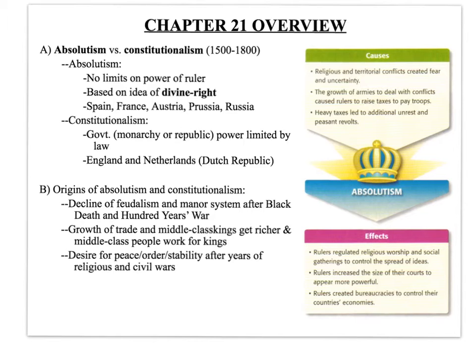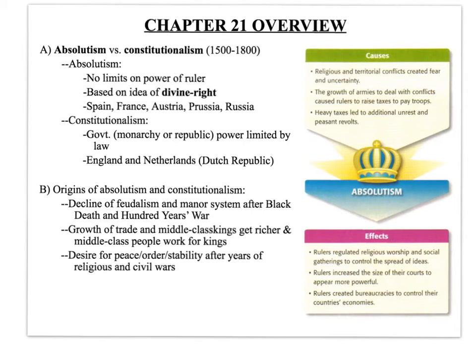And the main countries where you saw absolutism practiced with varying degrees of success are listed there: Spain, France, Austria, Prussia, and Russia. Now, on the flip side, you had a few areas where you had constitutionalism, and this was this idea that the government, and it could be either a monarchy or a republic, didn't really matter which one, but whatever it was, the power of that government was limited by law.